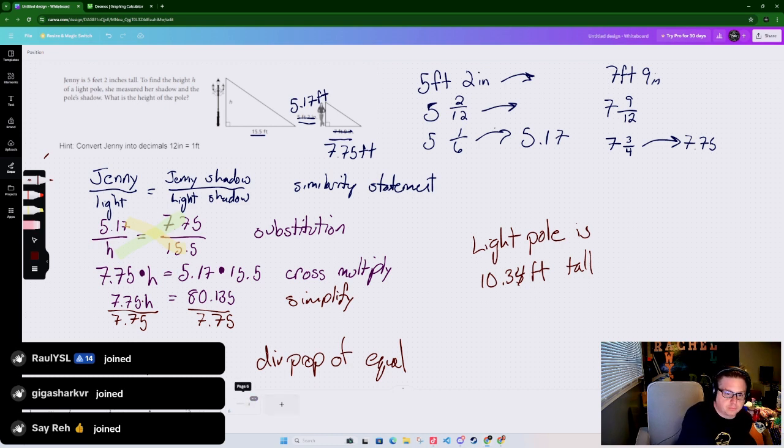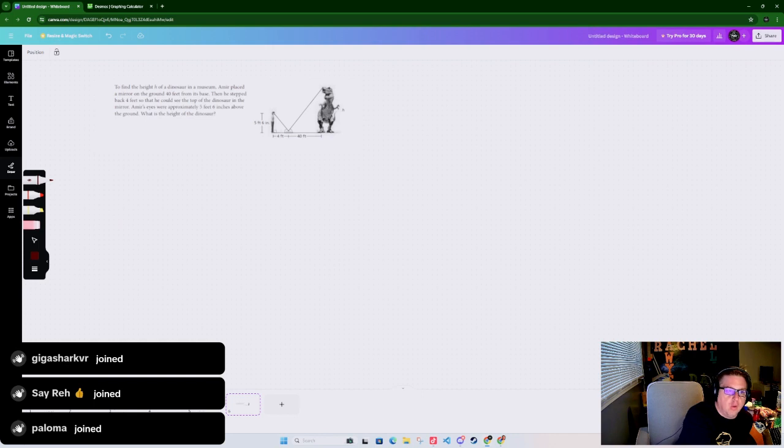Okay. And then lastly, we want to find the height of this dinosaur in a museum, and it's a Tyrannosaurus Rex. Amir placed a mirror on the ground 40 feet from its base. So we know this mirror is 40 feet away from our T-Rex. And he stepped back 4 feet. So you can see we are 4 feet away. So you're starting to see they're setting up similar triangles again.